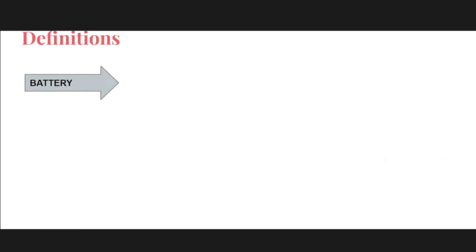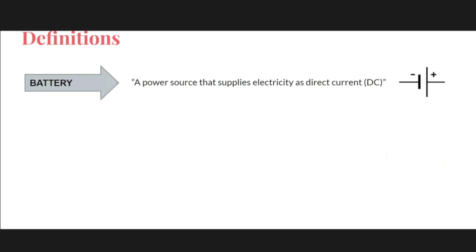Okay, just starting with some definitions. The definition of a battery, I won't go around the circle with these definitions because we've got some MCQs coming up. A battery is essentially a power source that supplies electricity as a direct current. We will be talking later about the difference between direct and alternating current, but this is one of the main sources of direct current. And that is the little symbol that they use to indicate a battery.